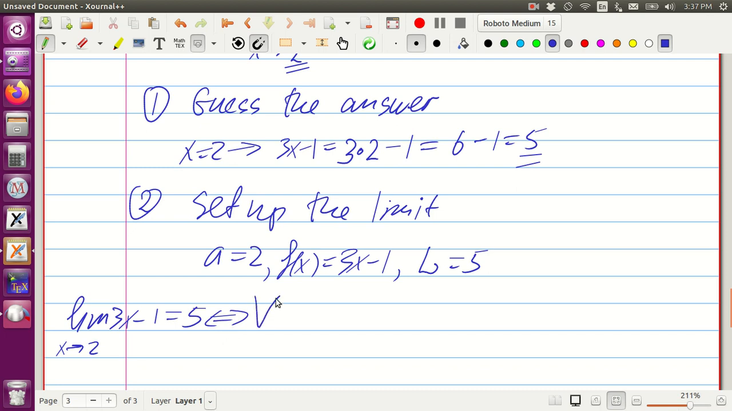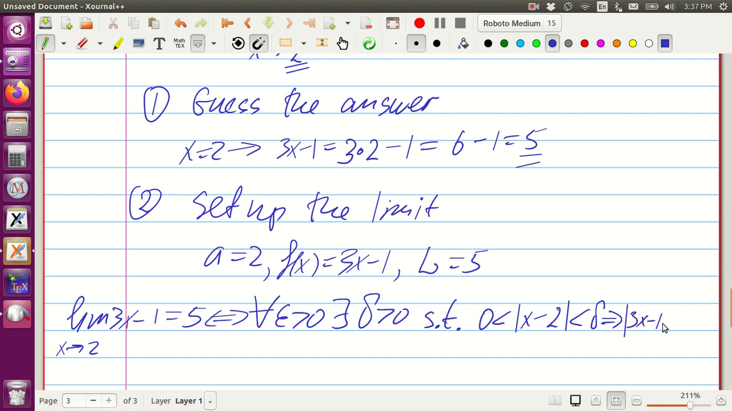again, strange symbols. For any epsilon greater than 0, there exists a delta greater than 0 such that as soon as 0 is less than absolute value of x minus a, so x minus 2, is less than delta, it would imply that f of x, which is 3x minus 1, minus 5, is less than epsilon.